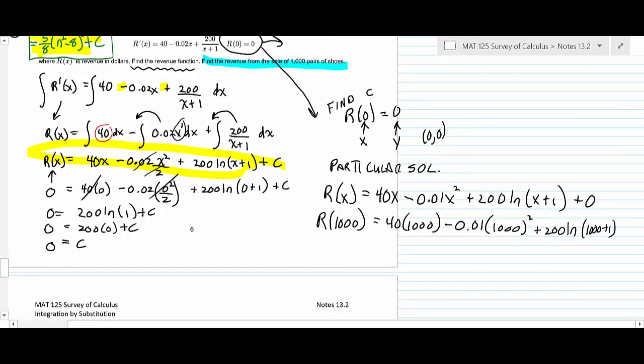Am I missing something? Oh, the 0.01 came from here. When I did my antiderivative, I got x squared over 2, but I already had that 0.02, so I just divided it out. If you take 0.02 over 2, you get 0.01. You might not have caught that.